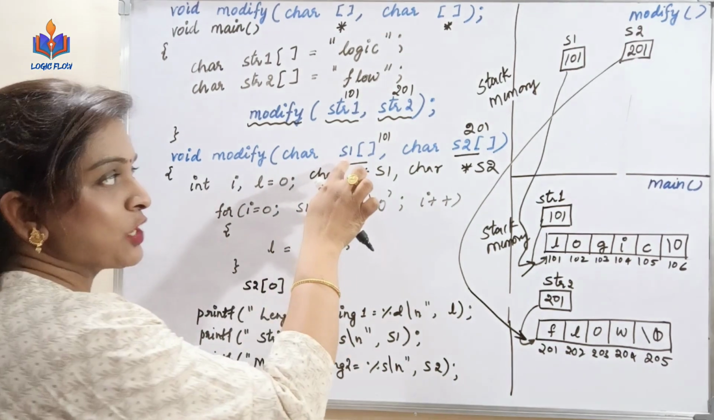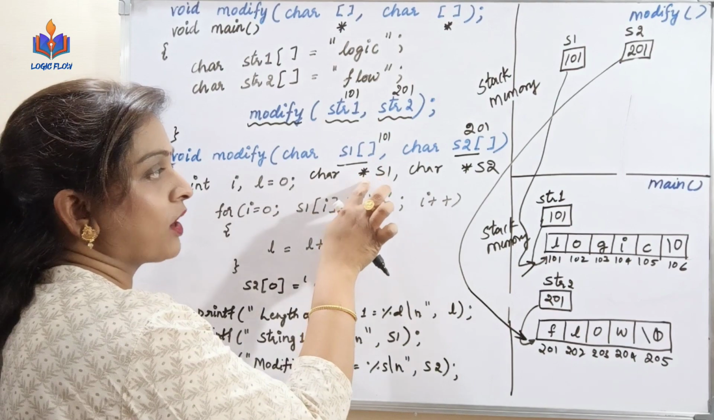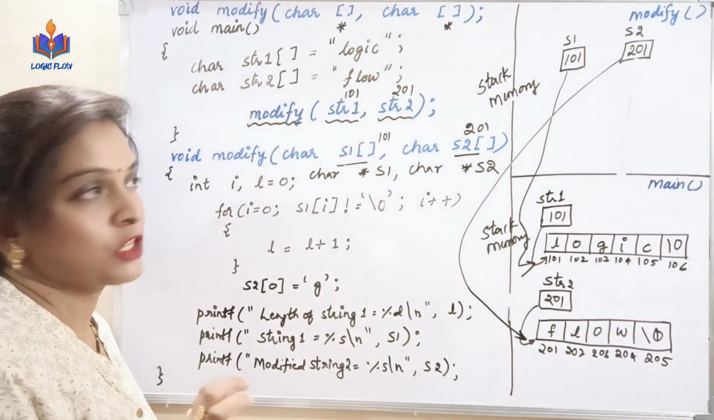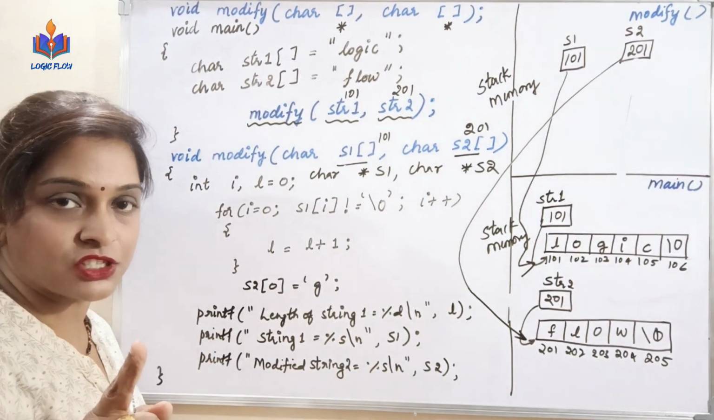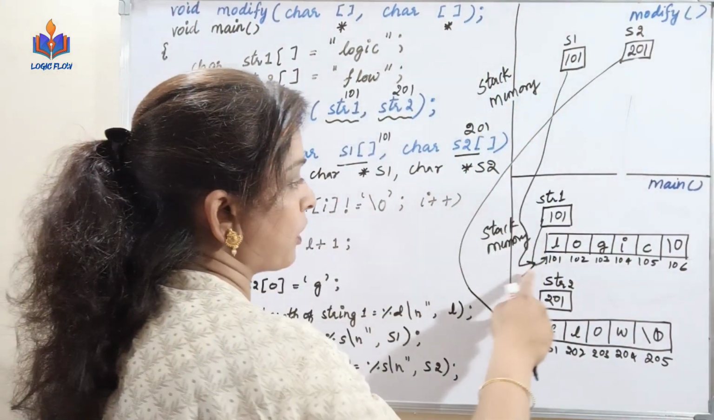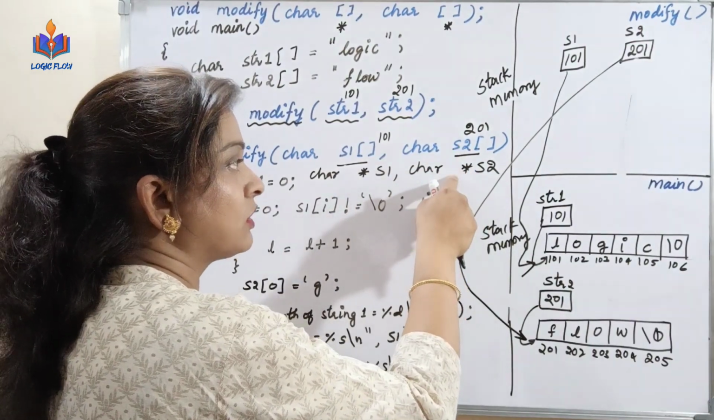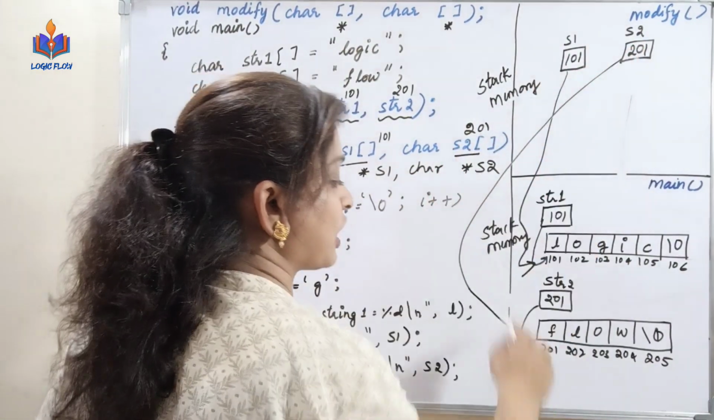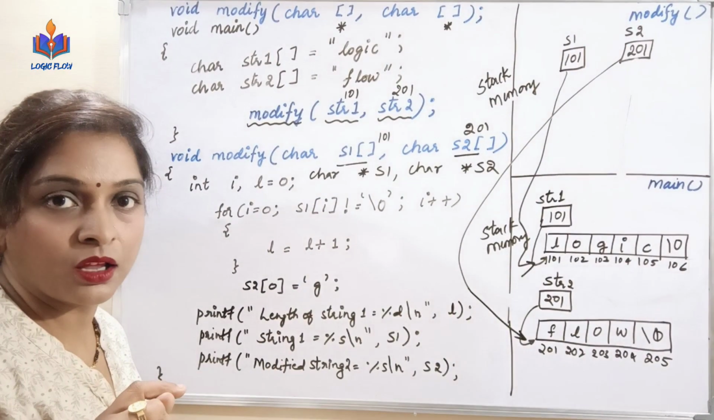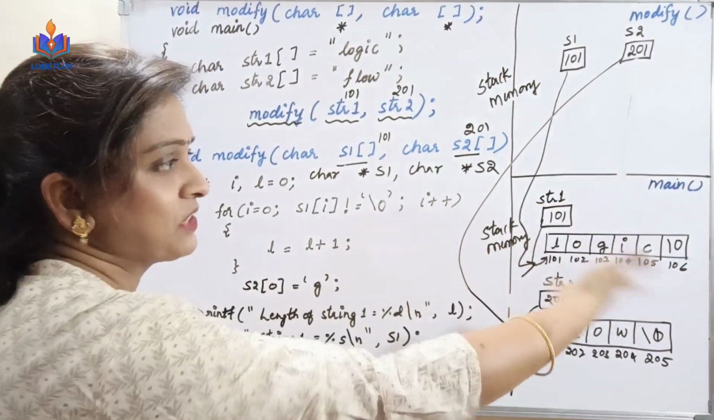So it is not a duplicate array which is receiving all the characters, but it's a pointer to that character. It has the base address of the first string, that is 101. And S2 is a pointer to the character that is pointing to the location 201. Fine. So I am managing with the same memory.